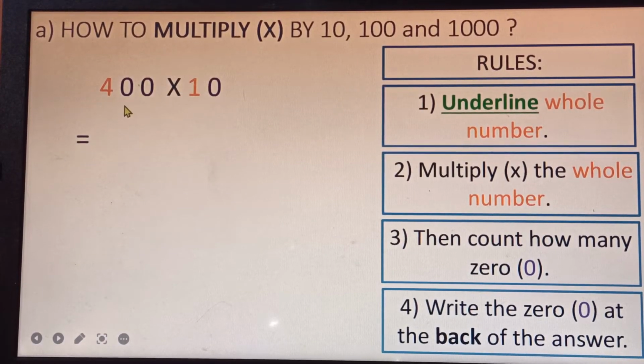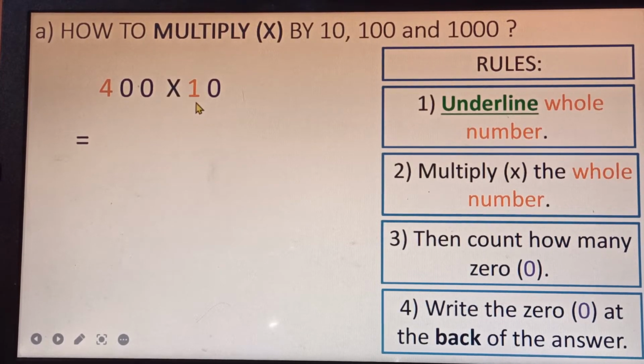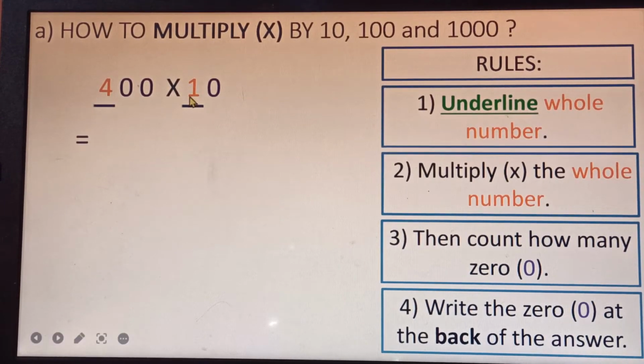Next one, 400 times 10. How about this one? What do you think is the answer? First, underline the whole number. So which is the whole number sini? Mana whole number? Selain dari 0 yang di belakangnya. Yes, 4 and 1, isn't it? 4 and 1. So next step, multiply the whole number. So 4 times 1 is easy, 4.